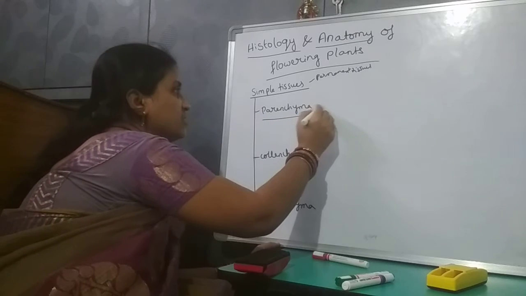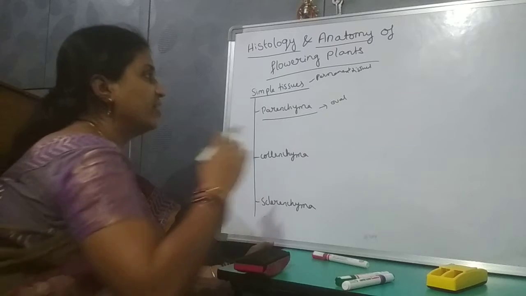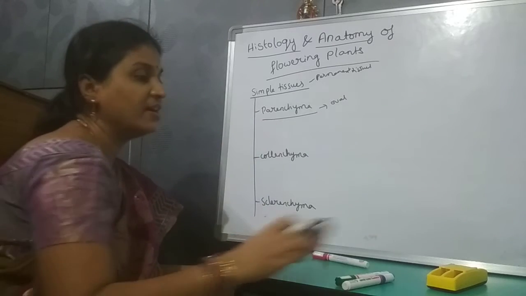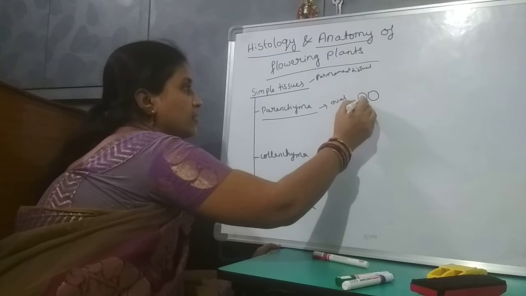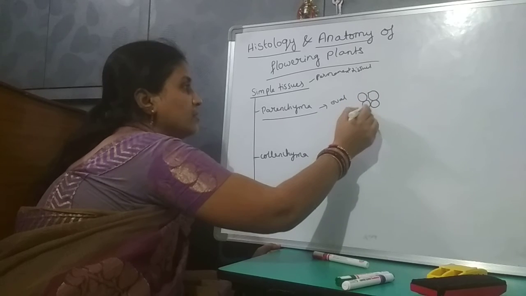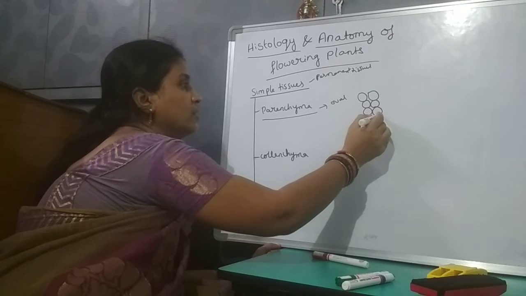So parenchyma cells are generally oval, spherical, or polygonal in shape, and they are arranged loosely packed with some intercellular spaces like this. They are loosely packed, sometimes oval, spherical, polygonal.